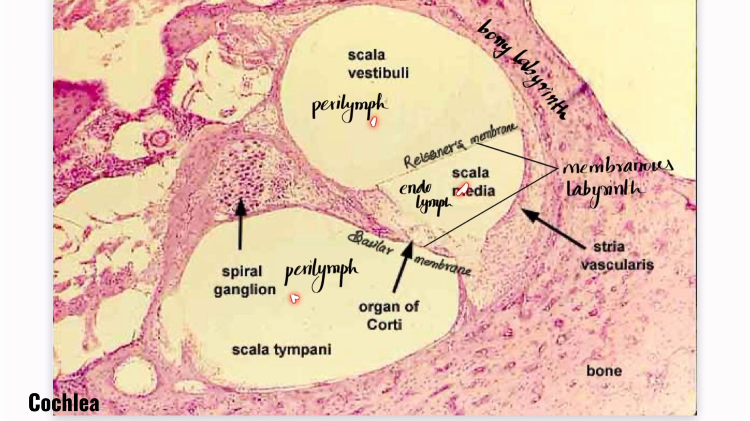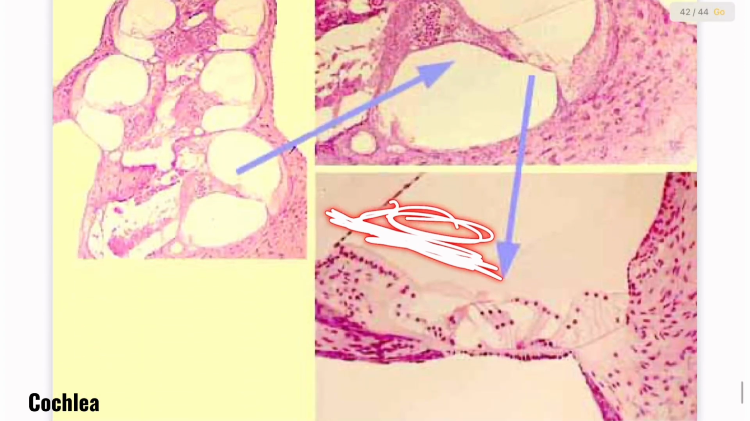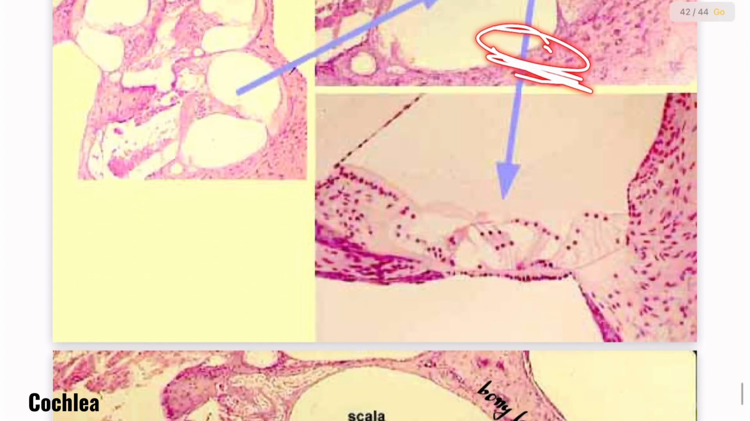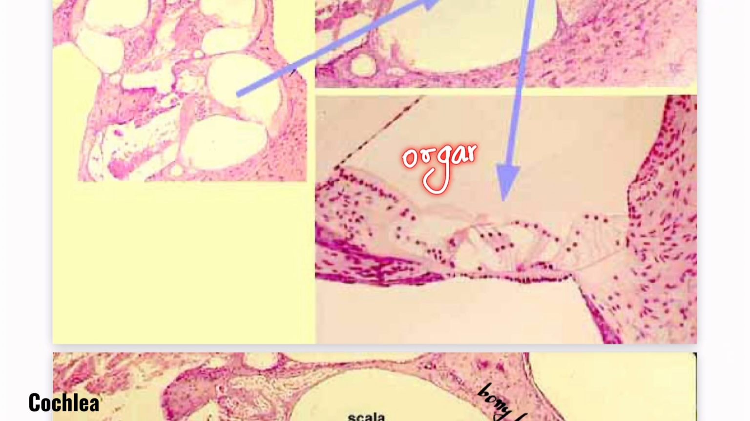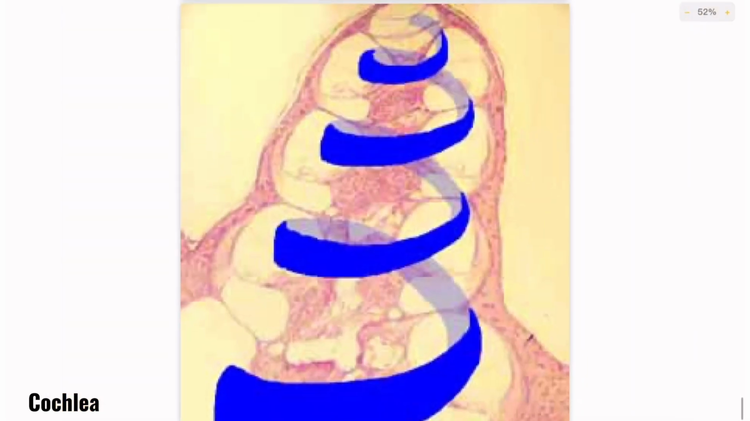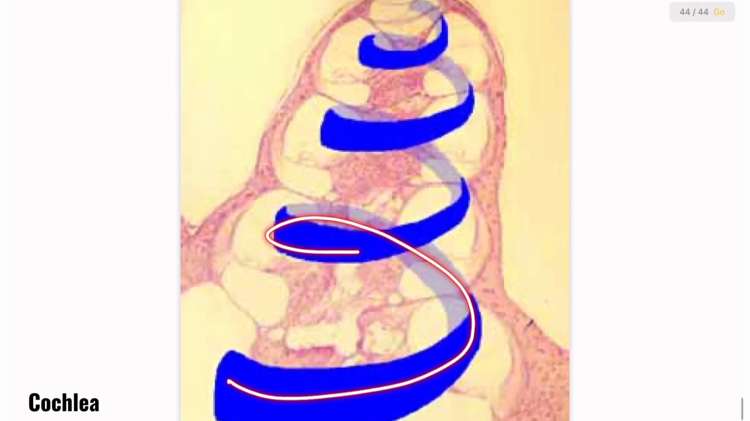These 3 channels are present due to division by 2 membranes called Reissner's membrane and basilar membrane, which are a part of the membranous labyrinth. On top of the basilar membrane, there's a special structure called the organ of Corti. It contains the tectorial membrane as well as hair cells that are your sensory structures. They perceive the sensation of hearing.